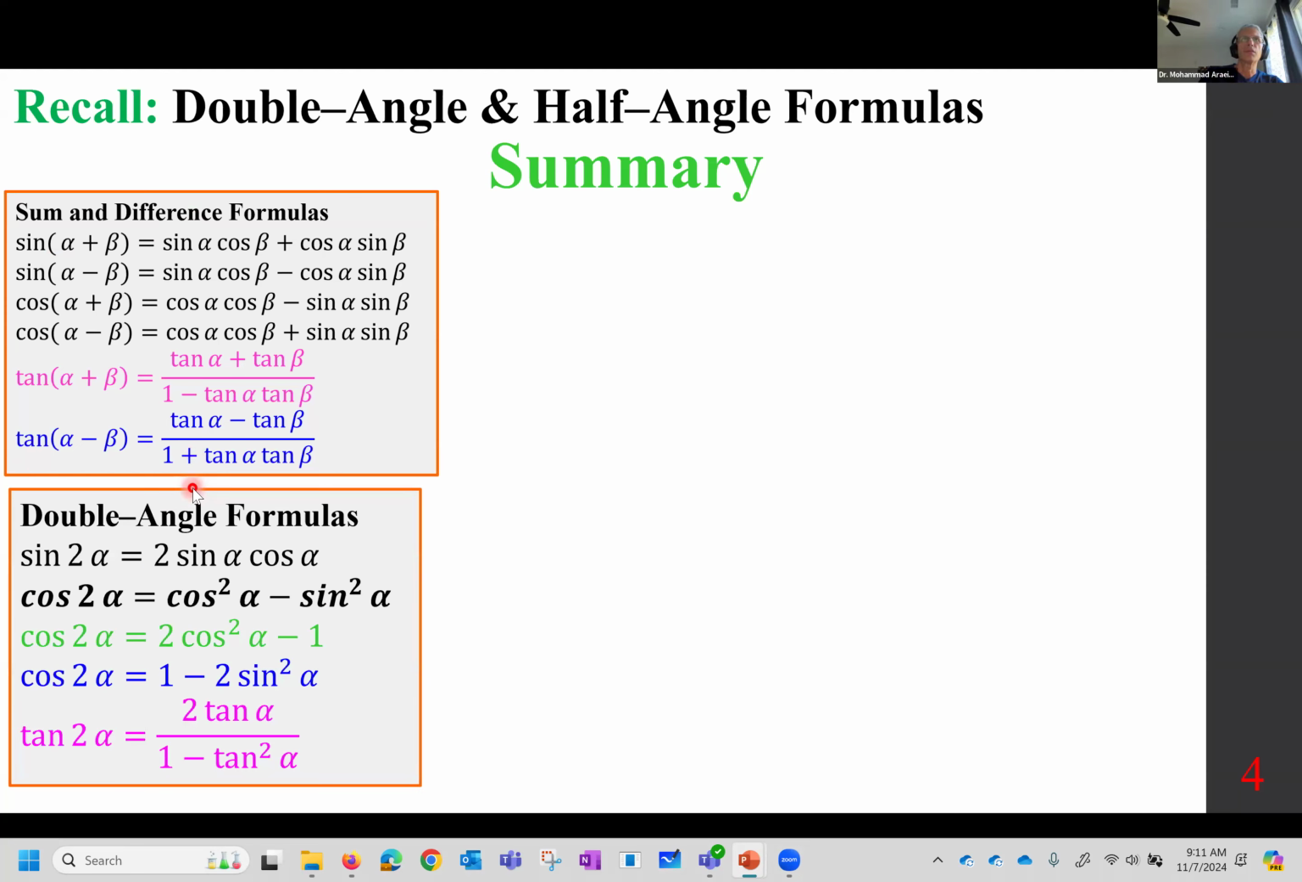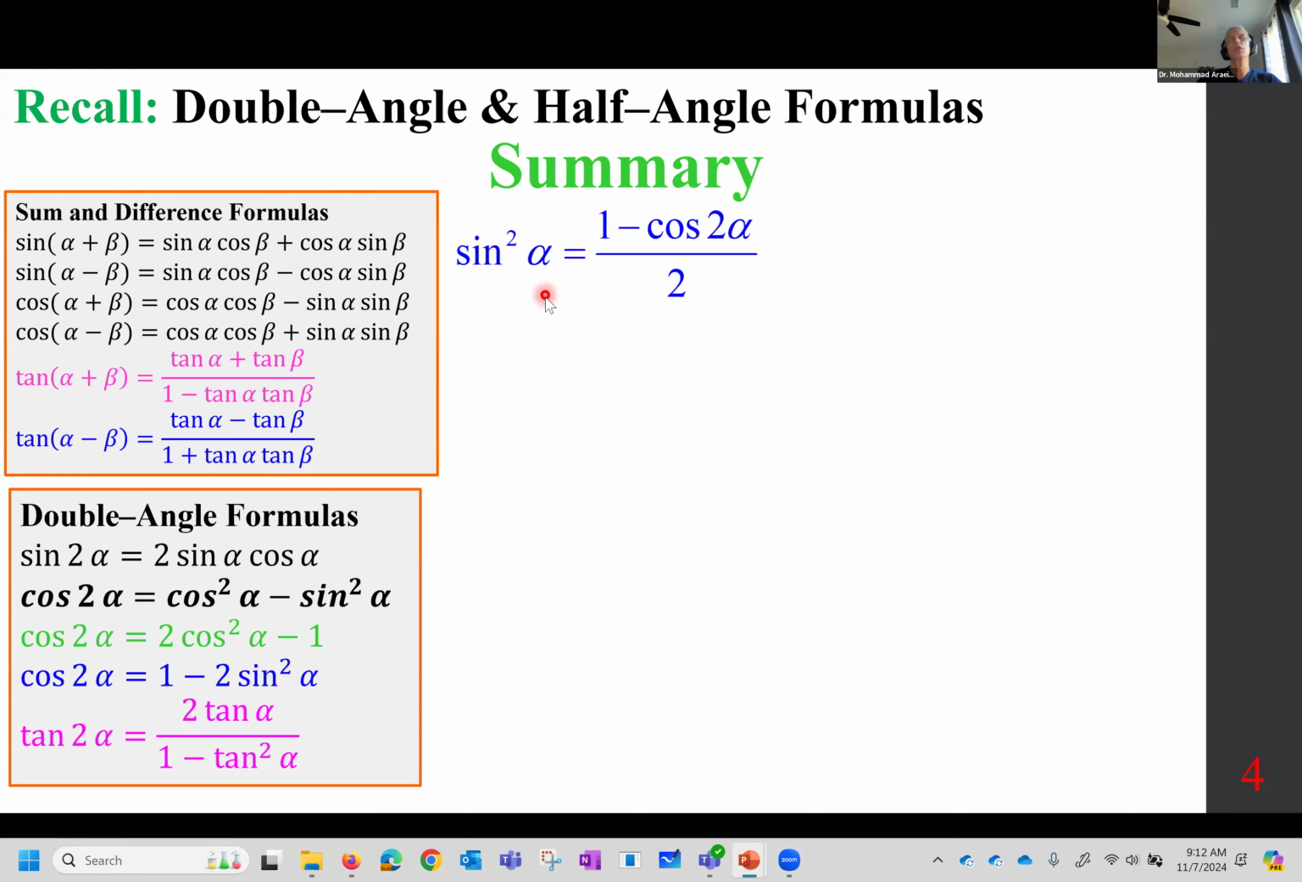They give rise to double angle formulas. For example, here, change the beta to alpha. It gives you sine of 2 alpha, which is 2 sine alpha cosine alpha. Over here, change this beta to alpha, gives you cosine of 2 alpha. And there are 3 different ways of writing that. So one of them, for example, cosine 2 alpha is 1 minus 2 sine squared alpha.